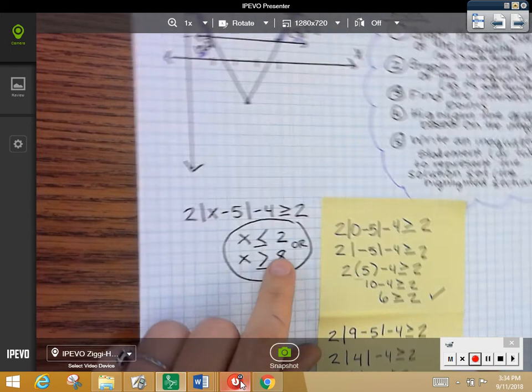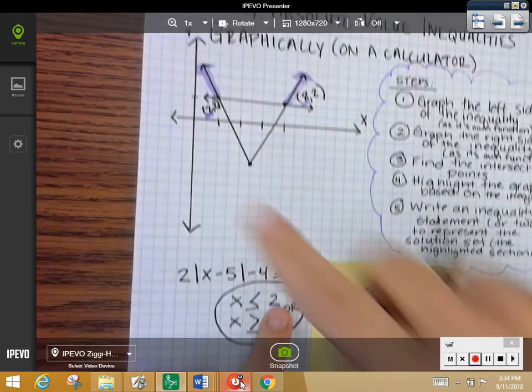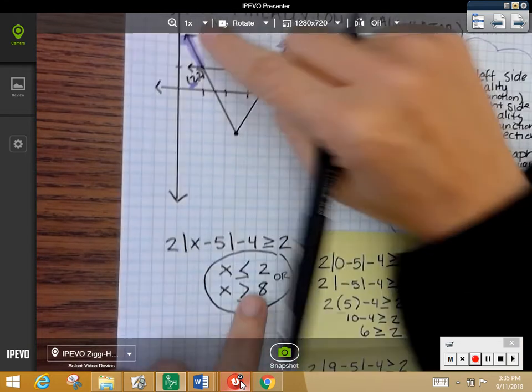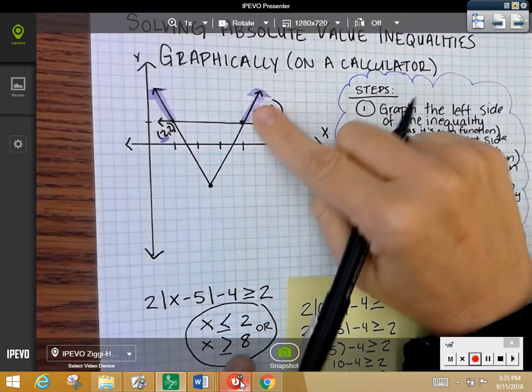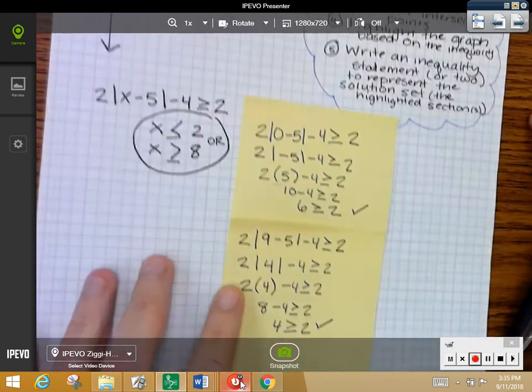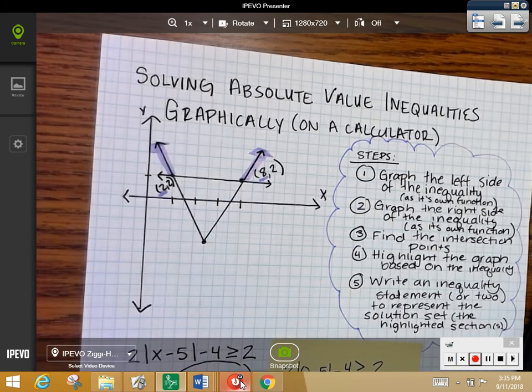So our solution set is going to be every point that is less than or equal to 2, represented by this highlighted section here, and every point that's greater than or equal to 8, represented by this highlighted section here. All right, so that's how you solve an absolute value inequality graphically using a graphing calculator.